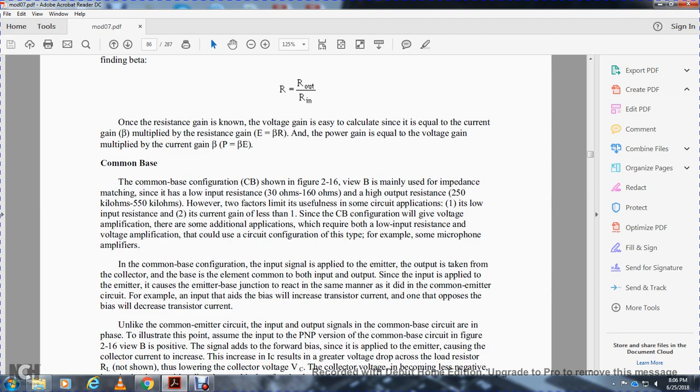It does give voltage amplification. There are some additional applications that require both a low input resistance and voltage amplification, and this circuit configuration is used for those, for example in some microphone amplifiers.